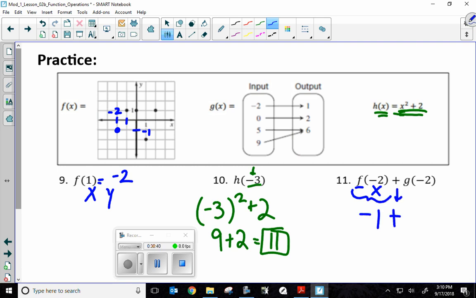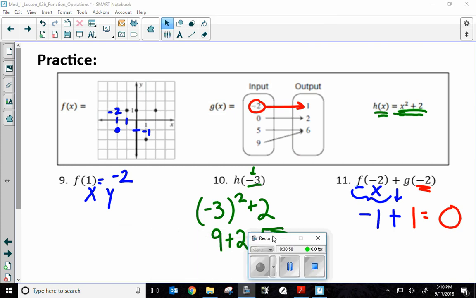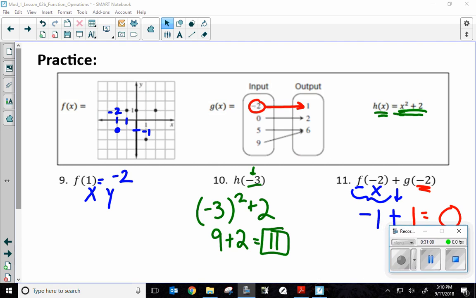Plus, oh man, g is a gimme. Anytime they give you a mapping diagram, what's g of negative 2? Well, here's negative 2. The output is 1. Negative 1 and positive 1? 0. It's 0. I love when they have us use the mapping diagram. It's so easy.